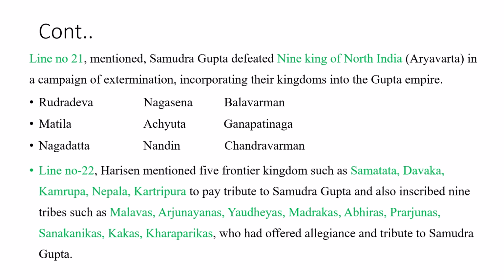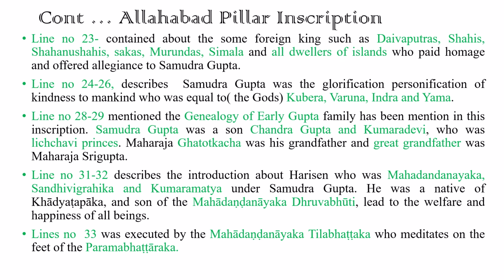In line number 22, Harisena mentioned 5 frontier kingdoms, such as Samatata, Davaka, Kamarupa, Nepala, and Kartripura, which paid tribute to Samudragupta, and also inscribed 9 tribes who had also offered allegiance and tribute to Samudragupta. Line number 23 provides information about some foreign kings and all dwellers of his land who paid homage and offered allegiance to Samudragupta.